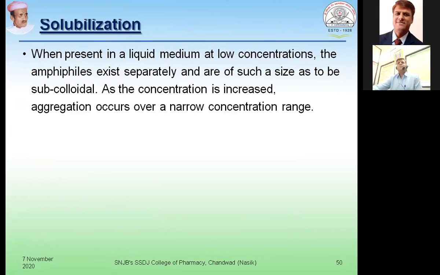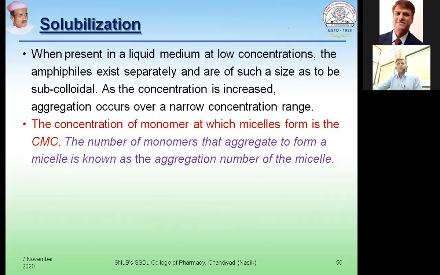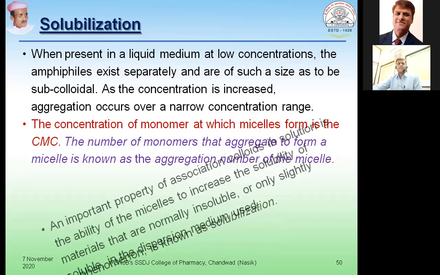When present in a liquid medium at low concentration, we have discussed that amphiphiles remain as monomers or individuals. But when we go on increasing the concentration, slowly aggregation of the monomers starts taking place over a narrow concentration range. The concentration of monomers at which micelle formation takes place is known as CMC, and the number of monomers that aggregate to form the micelle is known as the aggregation number of the micelle.